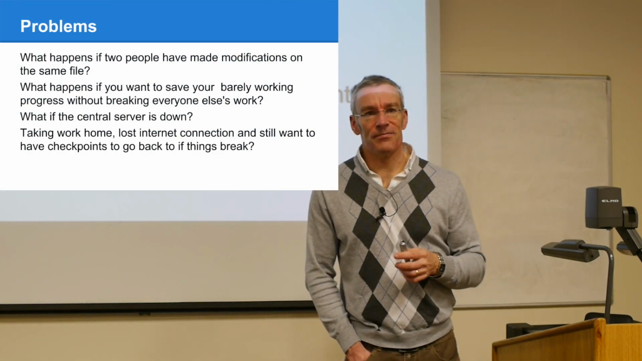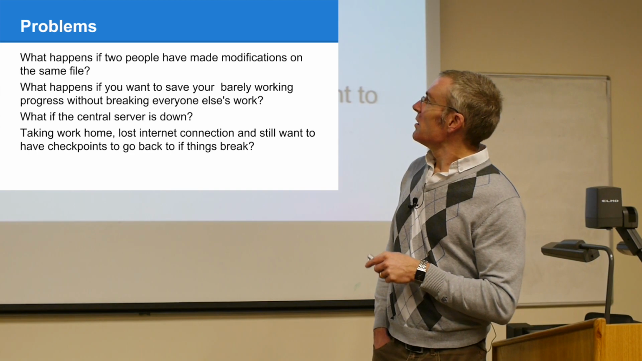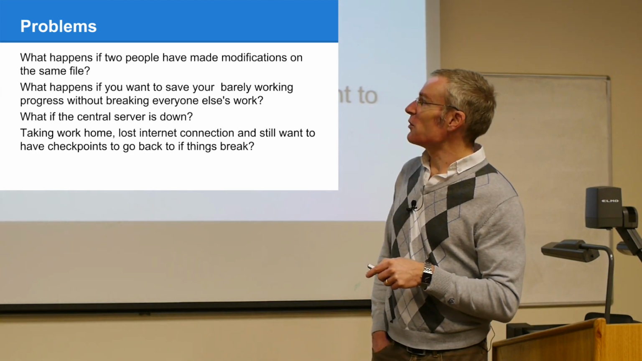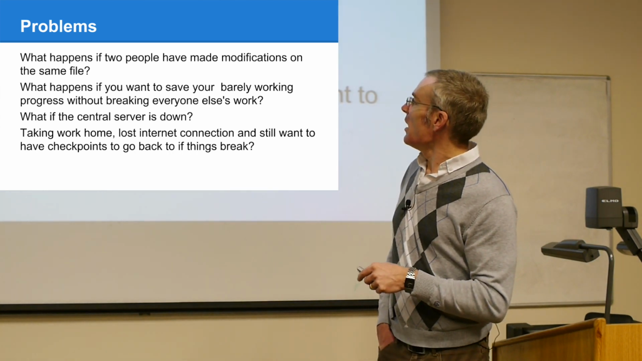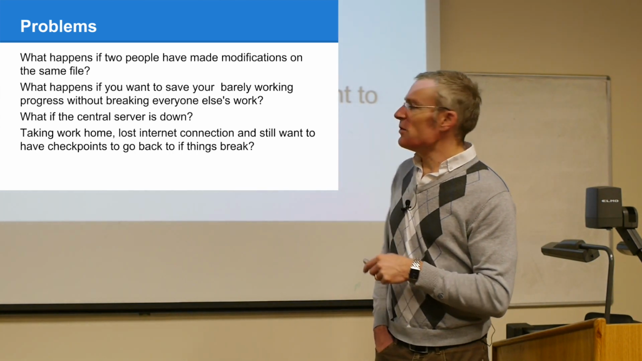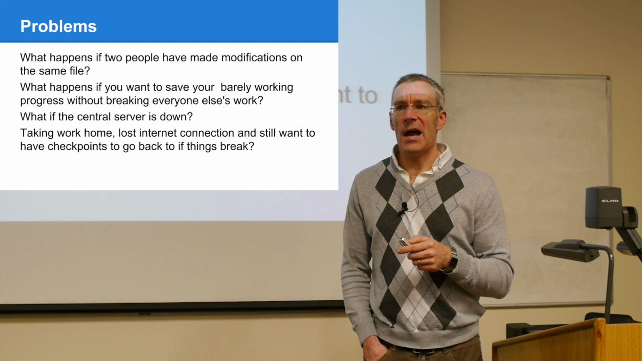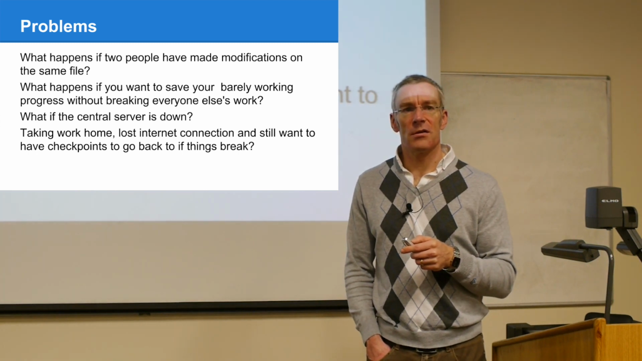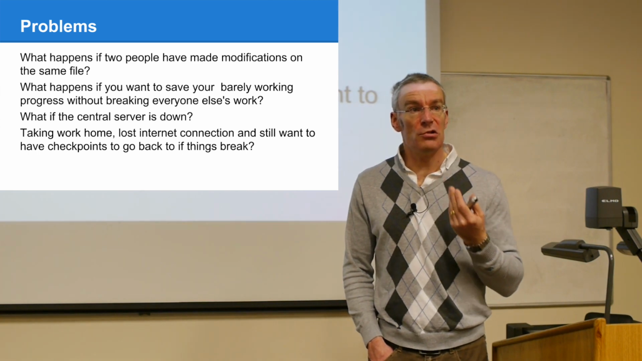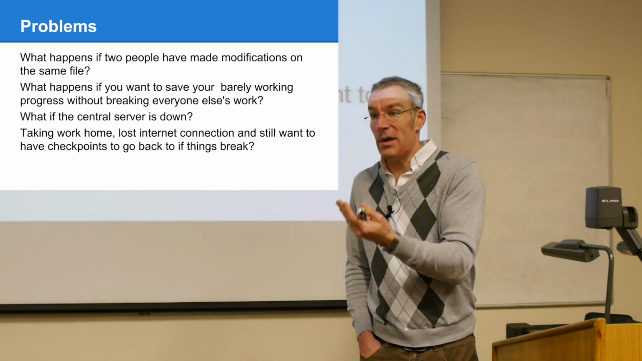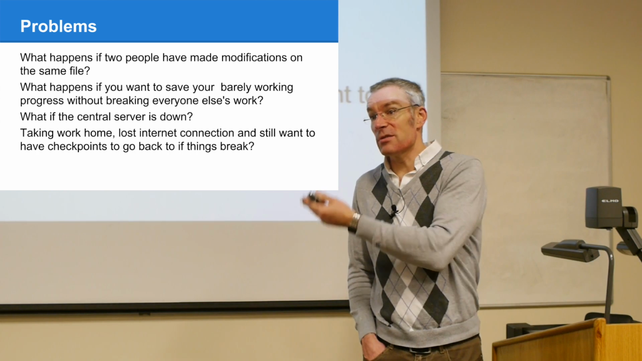Okay, problems. If two people have made modifications to the same file, you've got to make sure you're checking out the right version, haven't you? You've got to check out the latest version. What happens if you make some changes to a file and you're not quite finished with it? Do you keep it locked out so no one else can edit the file? Do you unlock a badly coded version to allow someone else to make some changes?